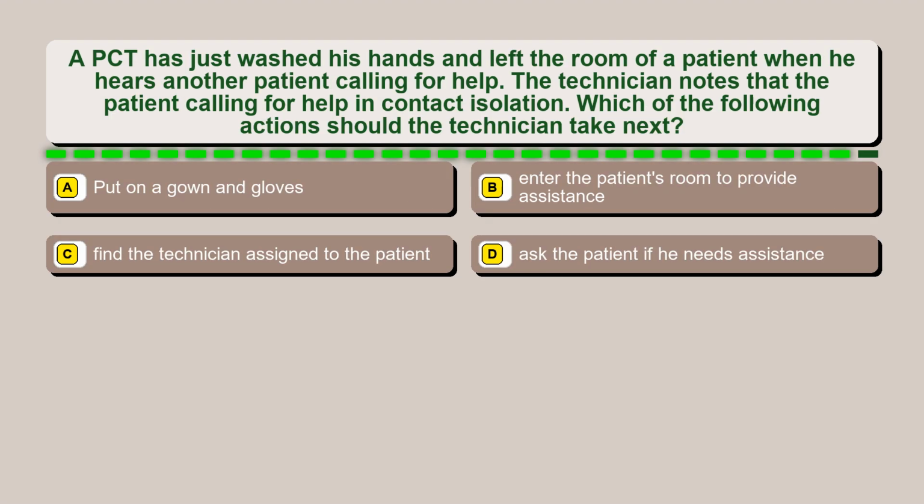Question 72. A PCT has just washed his hands and left the room of a patient when he hears another patient calling for help. The technician notes that the patient calling for help is in contact isolation. Which of the following actions should the technician take next? Option A. Put on a gown and gloves. Option B. Enter the patient's room to provide assistance. Option C. Find the technician assigned to the patient. Option D. Ask the patient if he needs assistance.